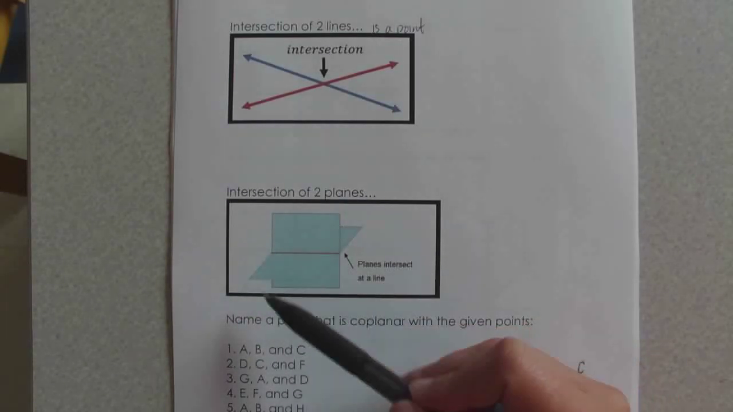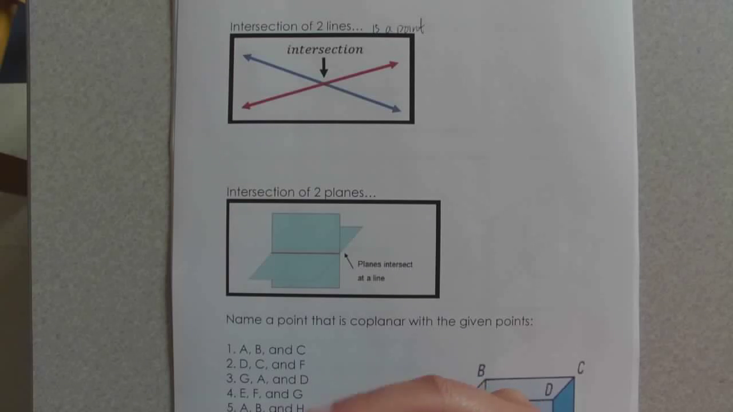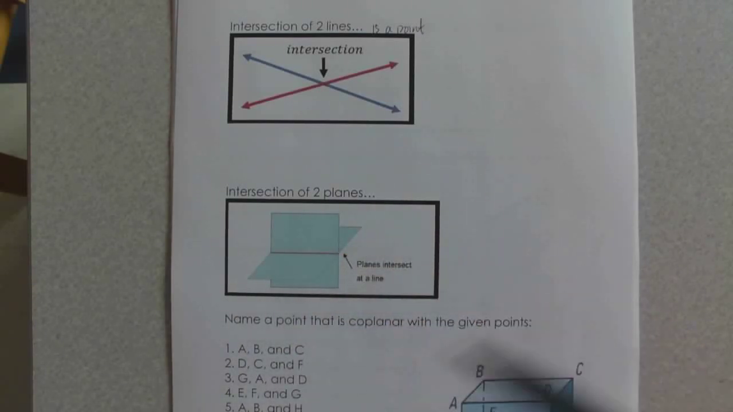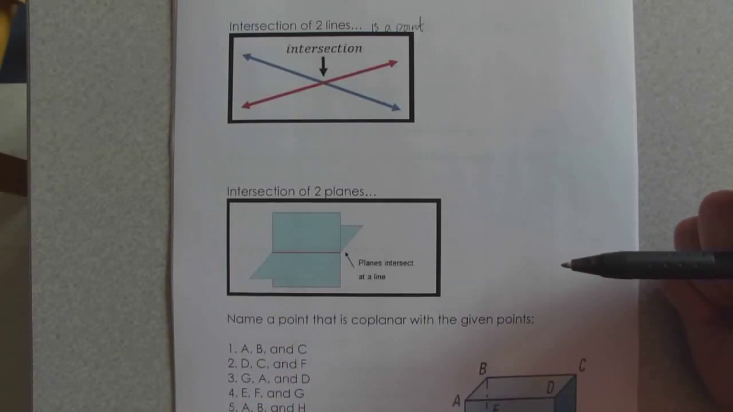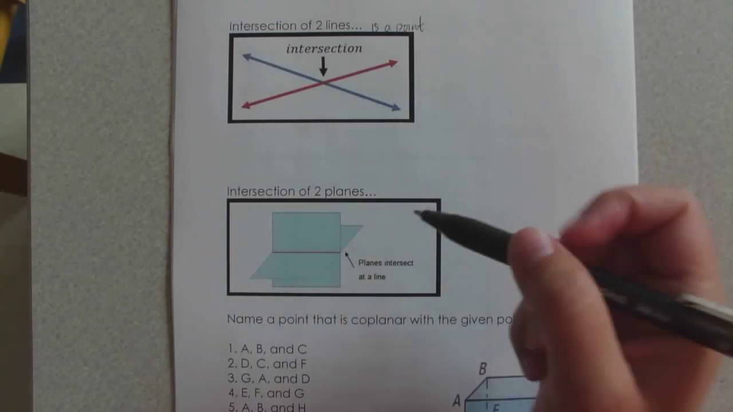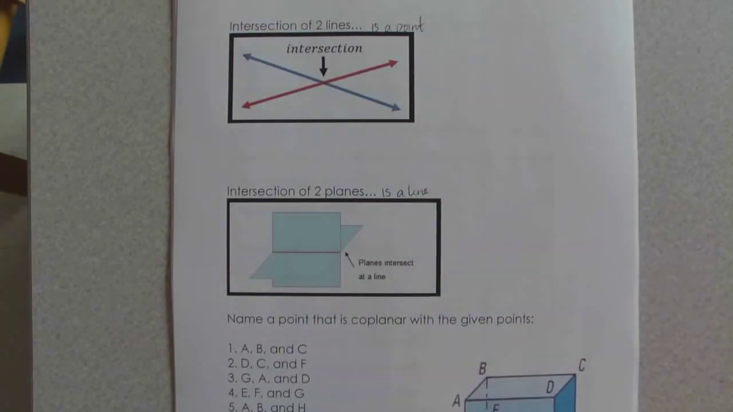I just stole this from Google because at no point could I draw two geometric planes intersecting and make it look realistic at all. But if you can imagine those two blue rectangles as sheets of paper intersecting, sliding through each other, you're going to have a line that's in common. So you just need to know that. So the intersection of two planes is a line. We'll fill that in.